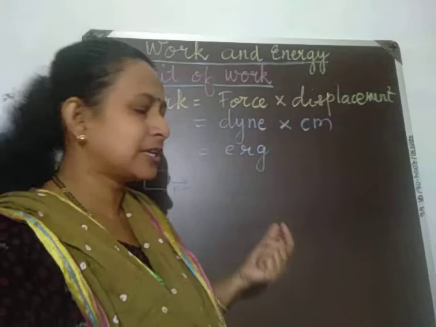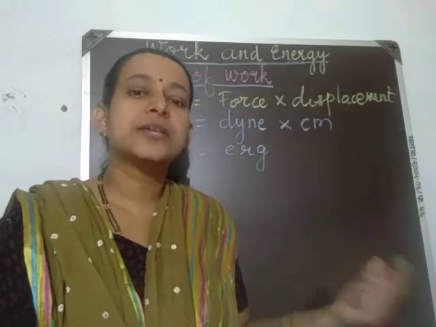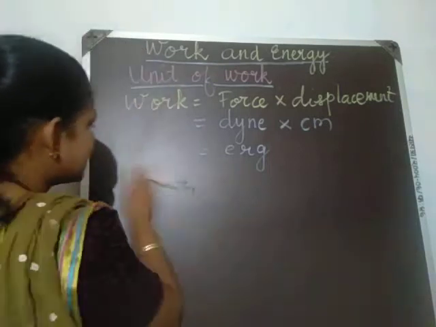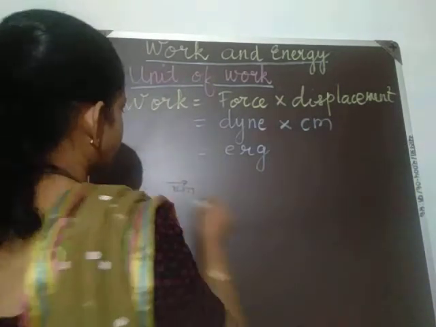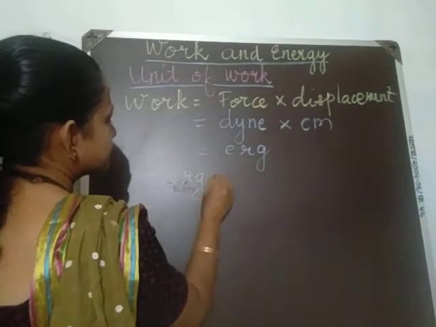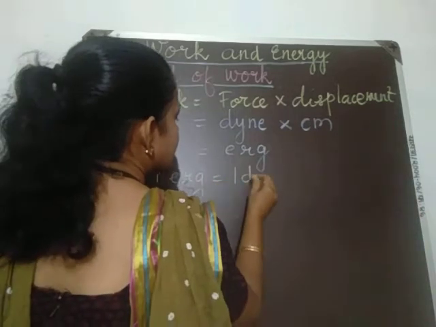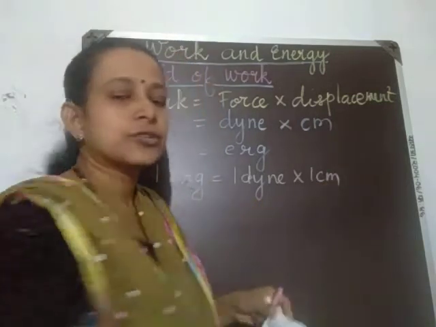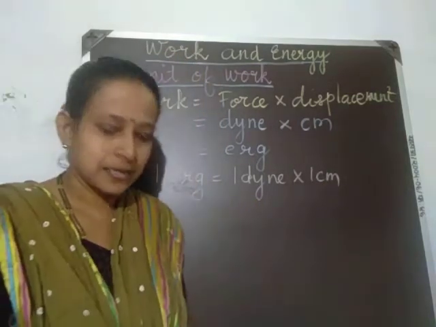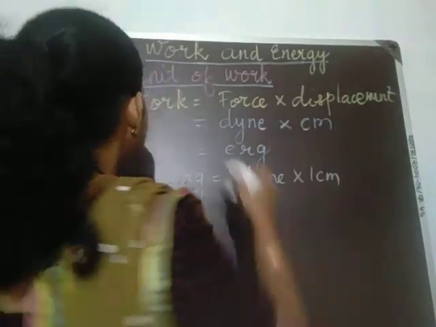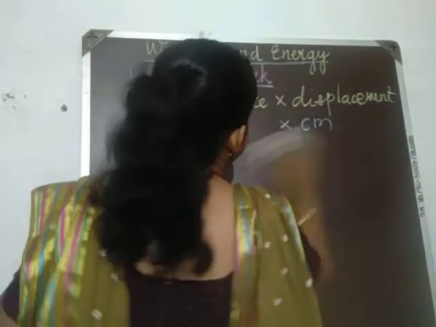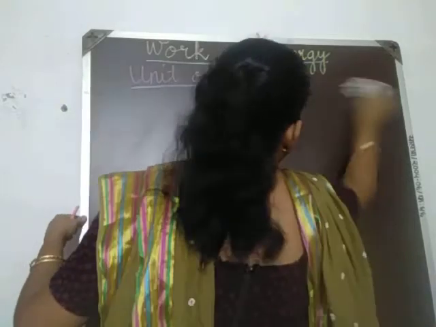Okay, so SI unit is nothing but joules, and joule is equal to 1 Newton into meter, whereas 1 erg is equal to 1 dyne into 1 centimeter. So this is regarding 1 erg. Now let us see what is the relationship between joule and erg.